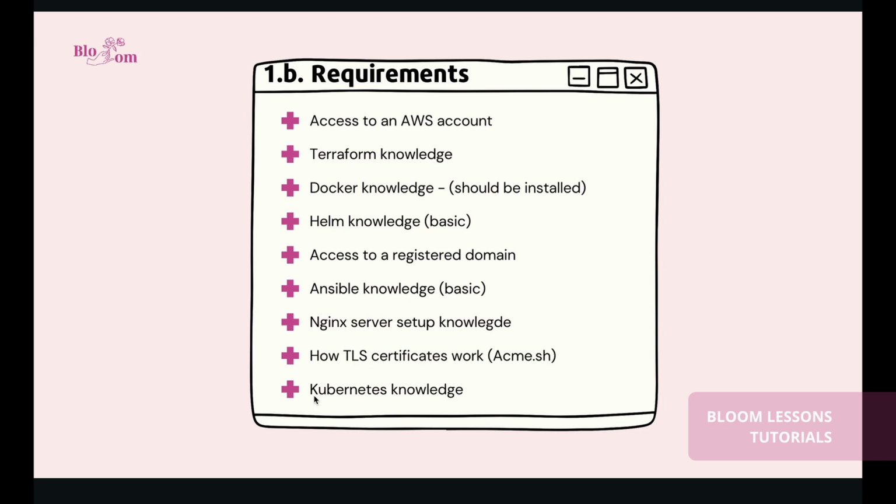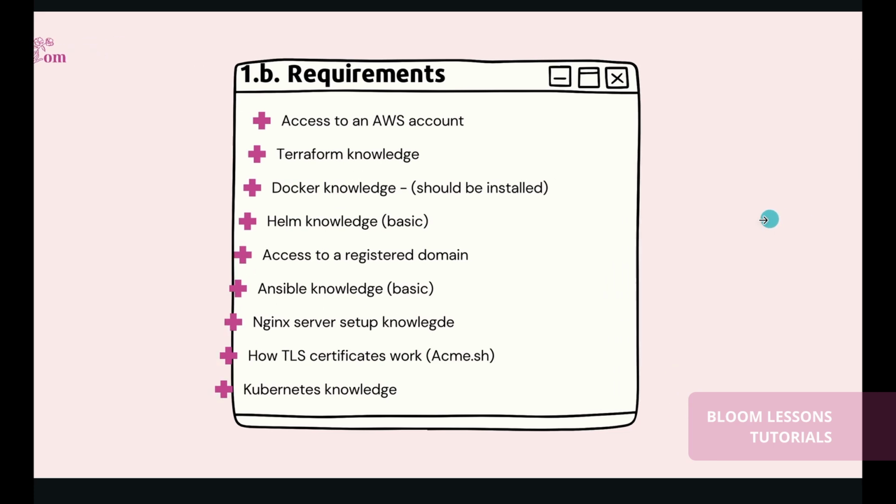And you need to know how to apply Kubernetes deployments and how to check if the resources applied are working correctly. The mandatory items here are access to an AWS account. You also need access to a registered domain. That's mandatory, but the rest you can learn along.